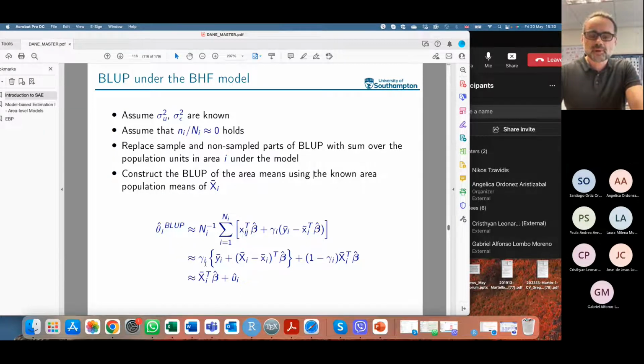So gamma i depends on the two variance components. Y bar i is the sample mean in area i. X capital i is my population mean of the x's, that comes from the census or the admin data. The x small i is exactly the same, the means, but these are coming from the sample data, right, from your survey data. And the second part is 1 minus gamma i times h i transpose beta hat, okay? So when you say synthetic, what do you mean by synthetic here?